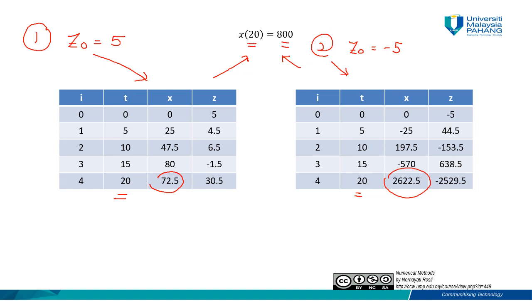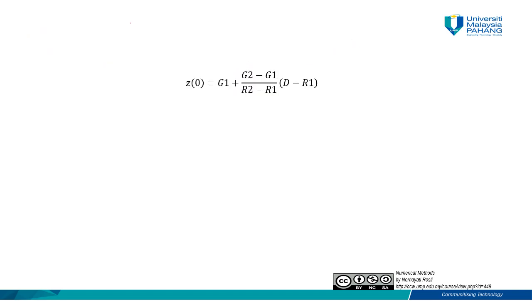But before that, I just want to tell you that our z0 equal to 5 will be our g1, and our second z0 equal to minus 5 will be our g2. The answer from the first calculation, 72.5, is our R1, and the answer from the second calculation will be our R2. So this is the formula for linear extrapolation. Let's substitute all the information that we have.